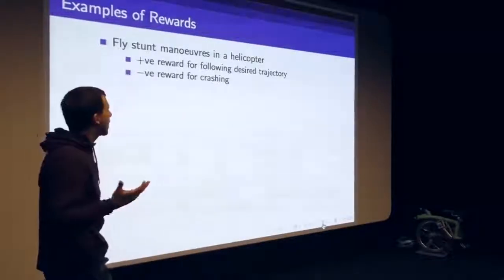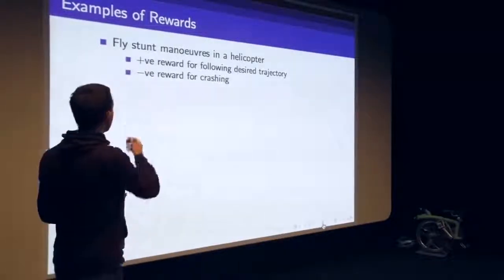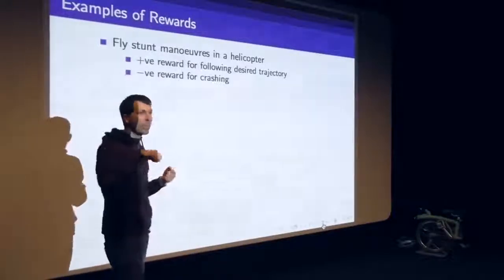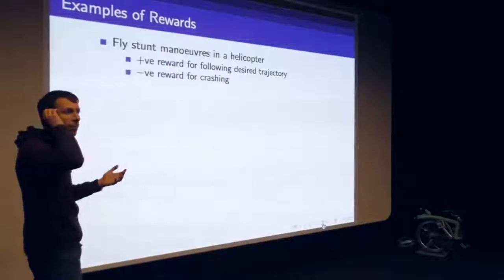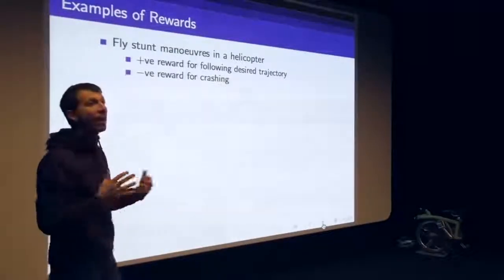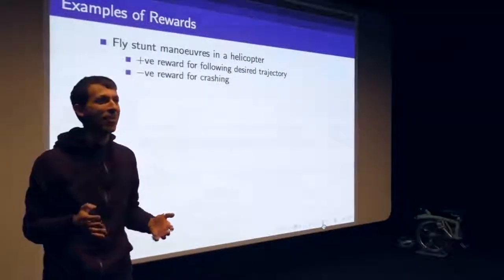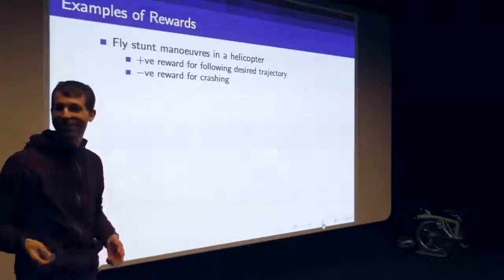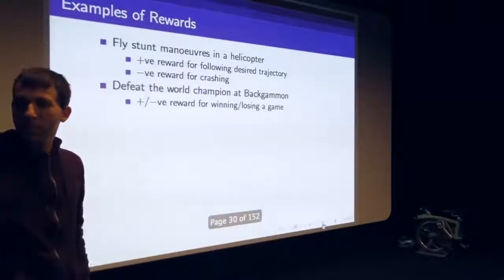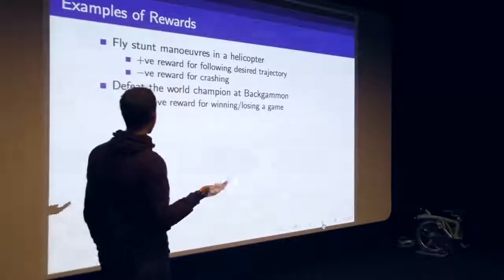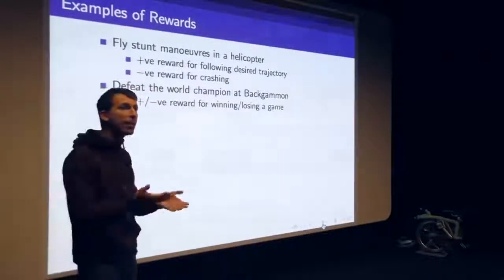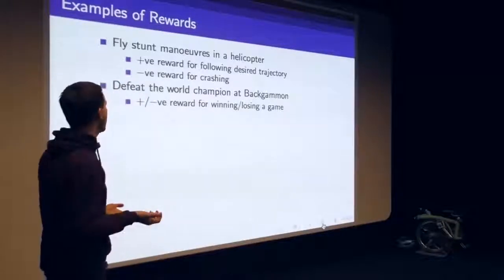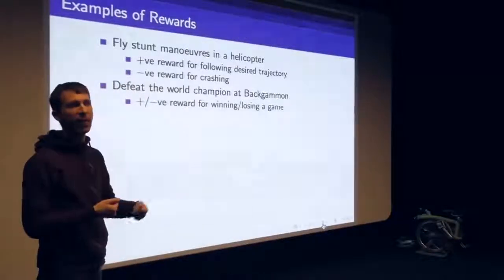In that case, the rewards might take the following form: a positive reward each time we follow the desired trajectory or come within some epsilon radius of where we want to be, and a large negative reward for crashing. Really, crashing should be bad. It should learn to not do that. If we're playing a game like backgammon, there would be 0 intermediate rewards, but at the end of the game we would give a signal: if you won the game, that's good; if you lost the game, bad.